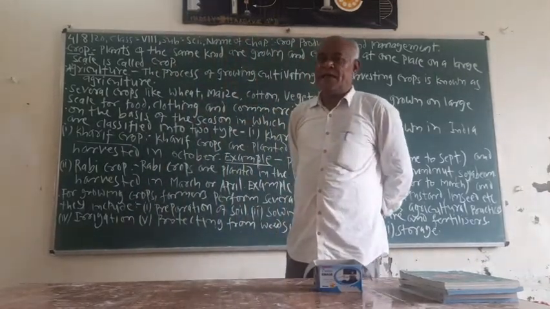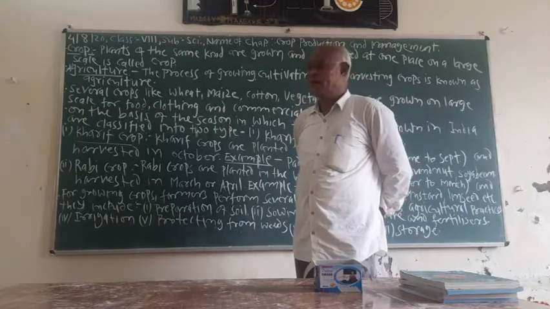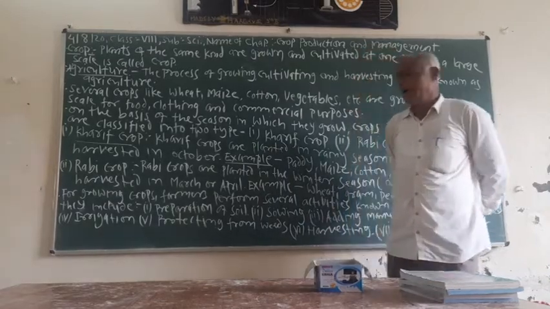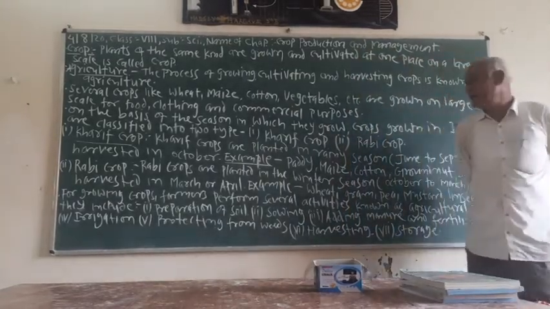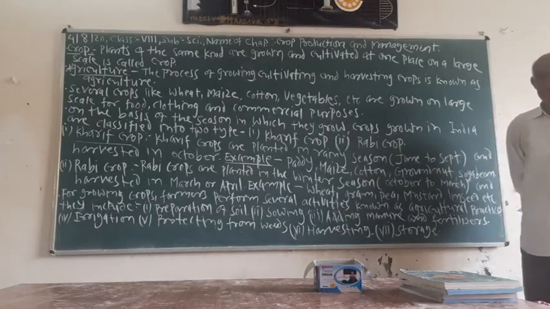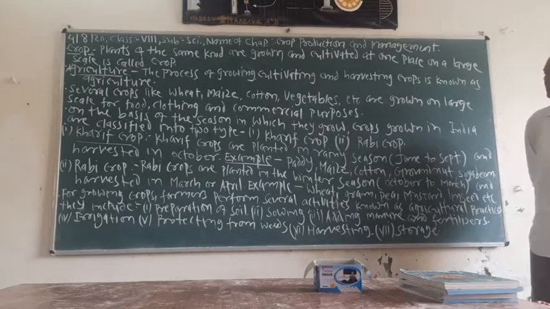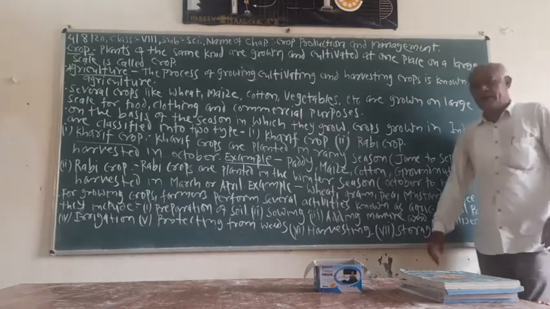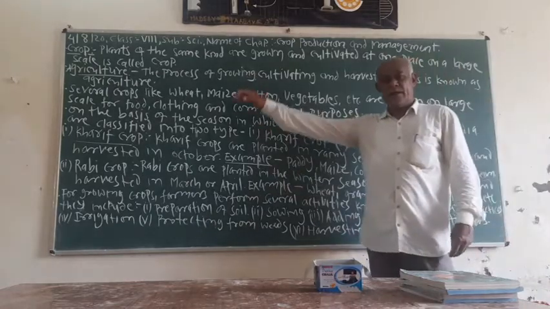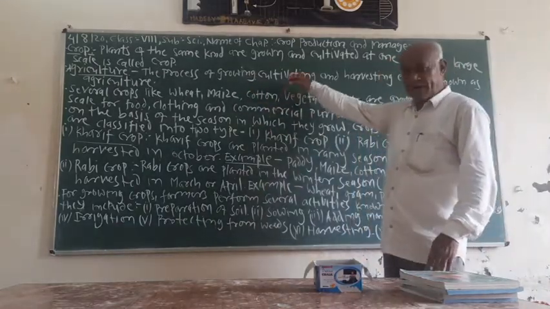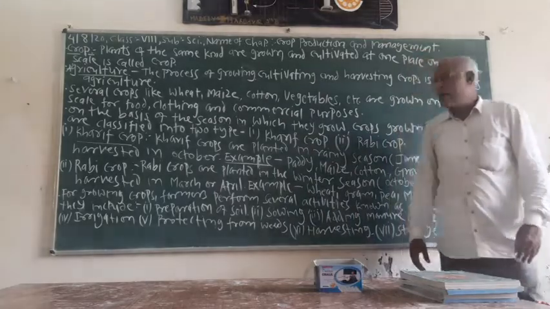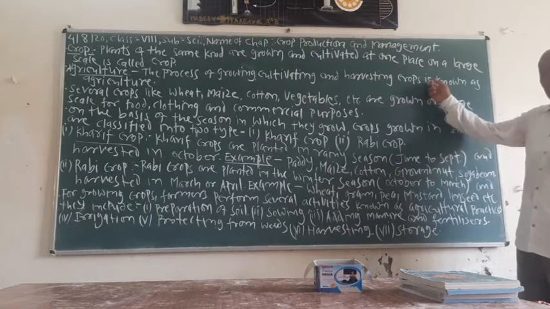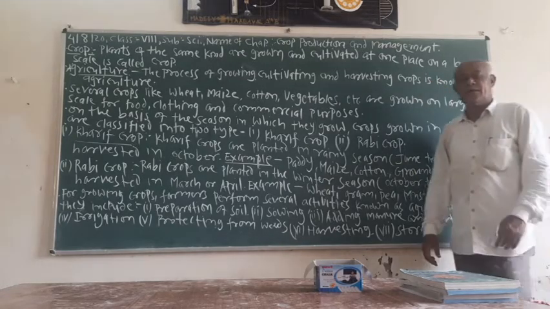Then what is agriculture? Agriculture is a process of growing, cultivating and harvesting crops. It means the process of growing plants, cultivating plants and harvesting the crop is known as agriculture.